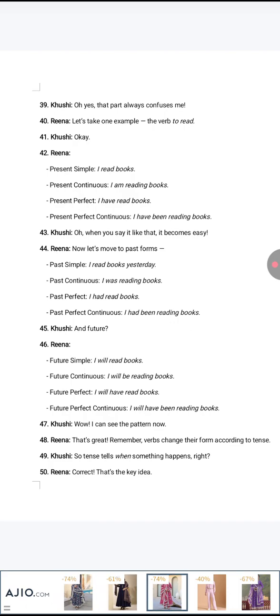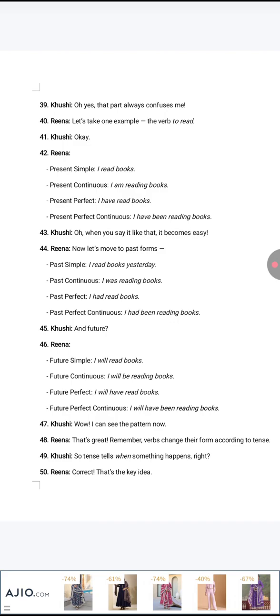Let's take one example, the verb to read. Okay, in the present simple, I read books. This belongs to the present simple tense. When I say this sentence, I am reading books, this is the example of present continuous tense. Third, we have I have read books. This is the example of present perfect tense. Fourth, we have I have been reading books. And this is the example of present perfect continuous. Oh, when you say it like that, it becomes very easy.